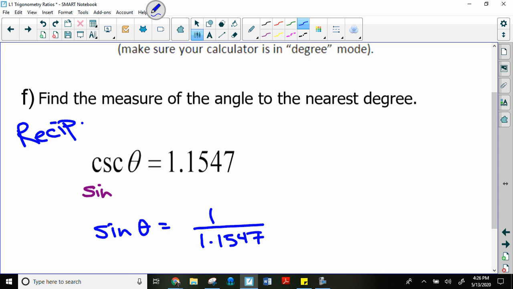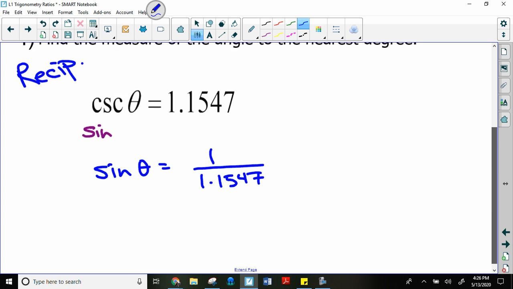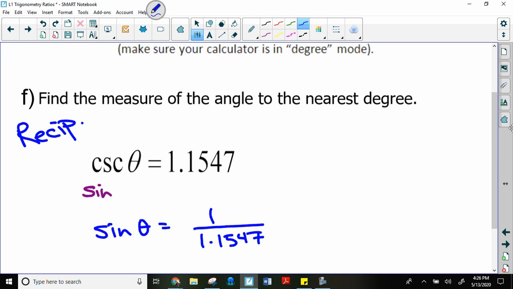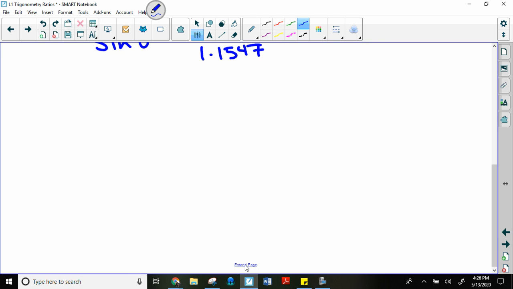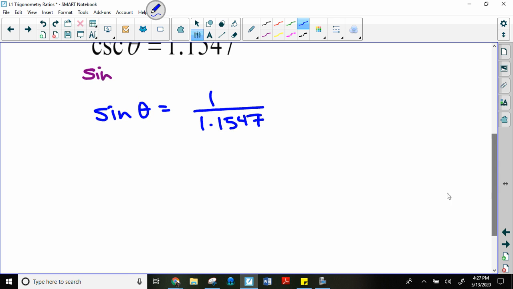So if we go 1 divided by 1.1547, I get 0.8660. But we're not done because, whoopsies, we still have the sine on this side. So we get sine of theta. When I did 1 divided by 1.1547, I got 0.8660. And now I've created a primary trig ratio question.